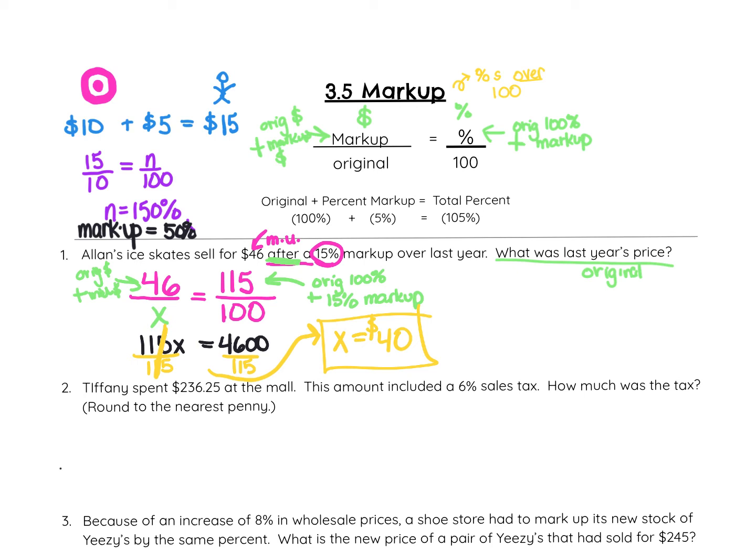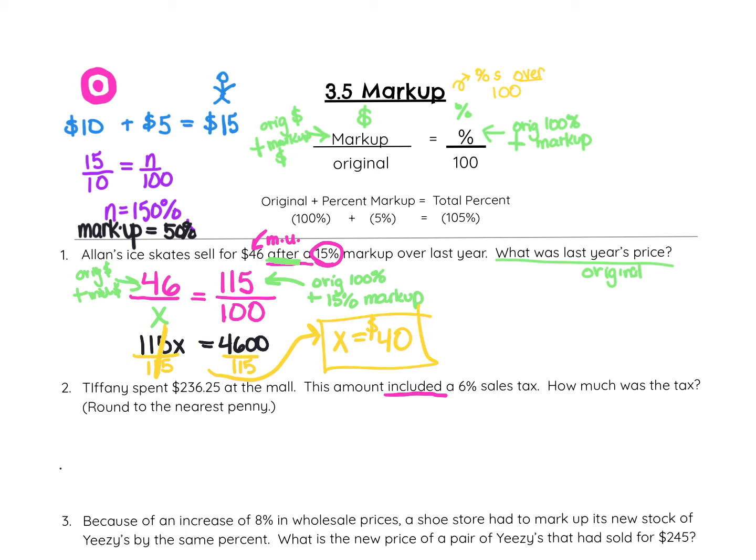Let's look at the next example. Tiffany spent $236.25 at the mall. This amount included a 6% sales tax. How much was the tax?